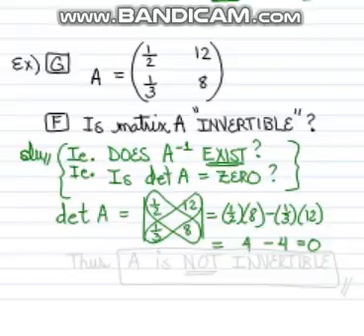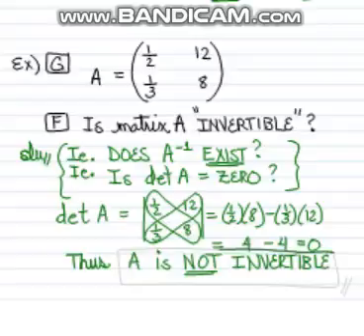So the answer would be, thus, the matrix capital A is not invertible. In other words, we're saying that the inverse, A inverse, does not exist. And we determined that by looking at the determinant of A and found that it was 0. If it was anything but 0, then the inverse would exist, and we would say that this matrix A is invertible. But since it's 0, the inverse does not exist.